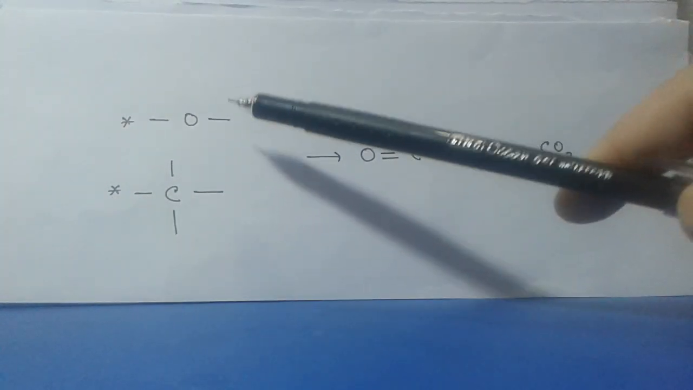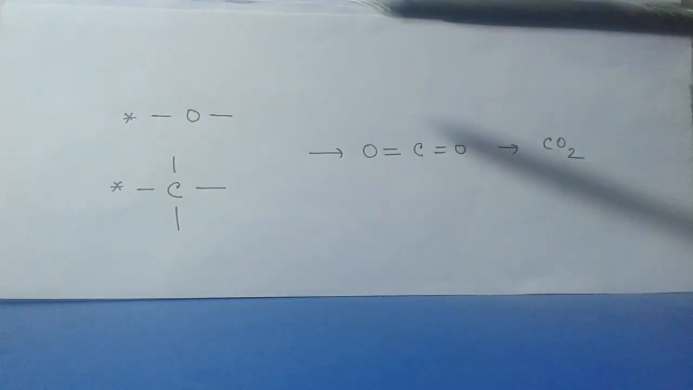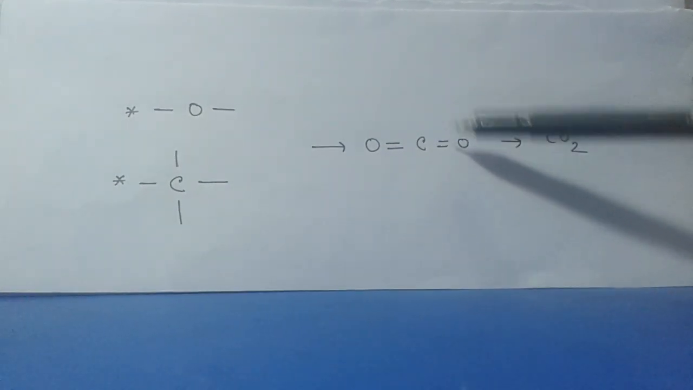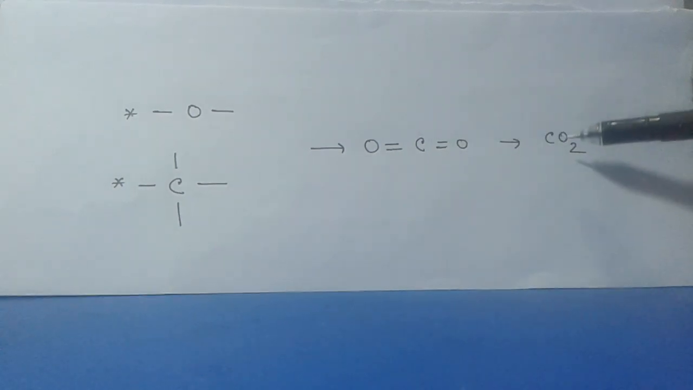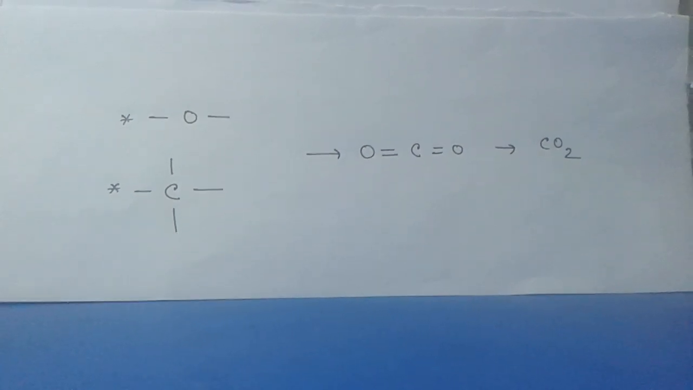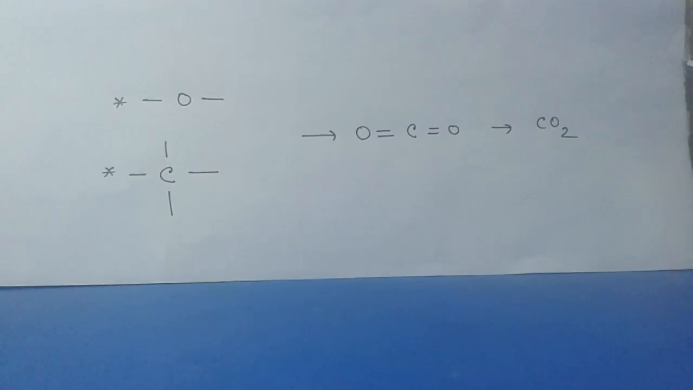Now the oxygen has 2 hands and carbon has 4 hands. Now how will they combine? They combine like this. Each of the oxygen has 2 hands, but the carbon has 4 hands. That means they are forming CO2, carbon dioxide.